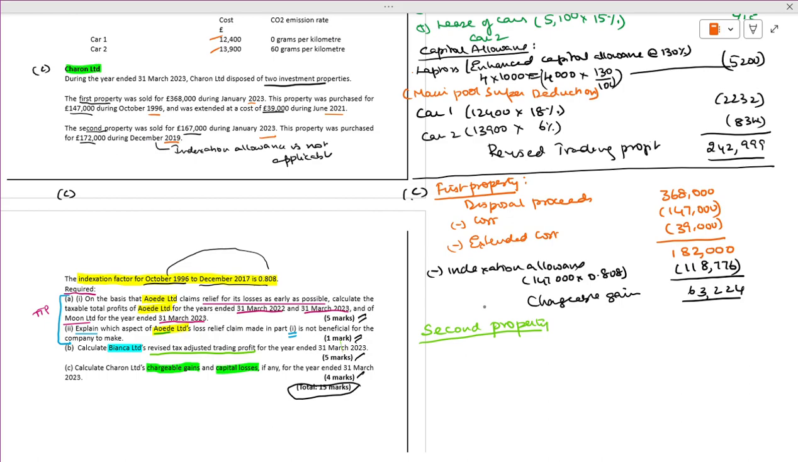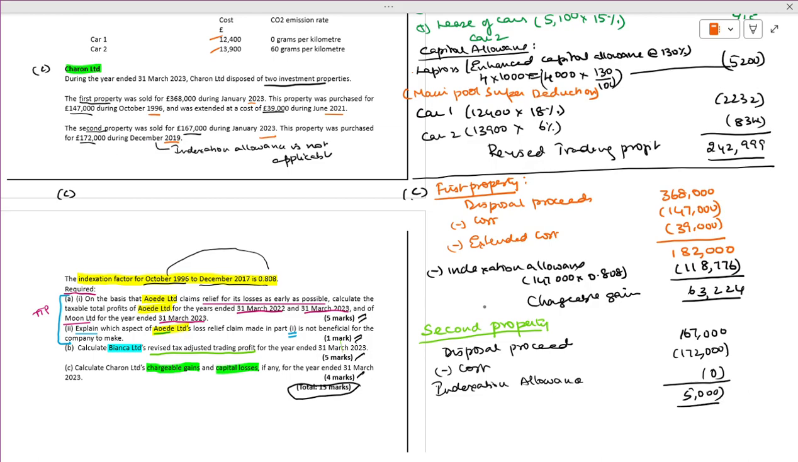Next. What are the disposal proceeds for the second one? It is 167. How much is the cost? Cost is 172. There is a loss. No indexation allowance, but you have to write that indexation allowance is 0. It comes to 5,000.